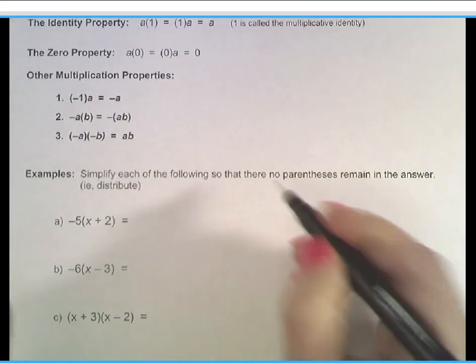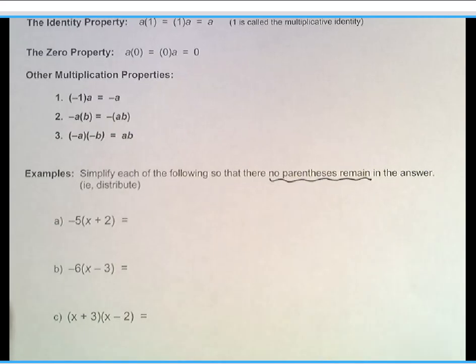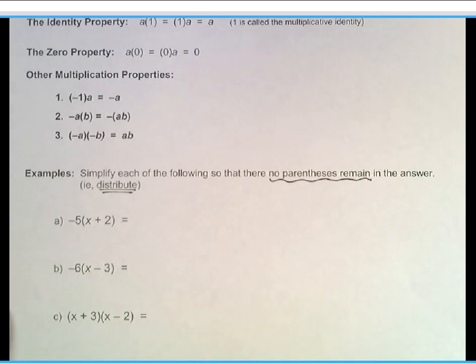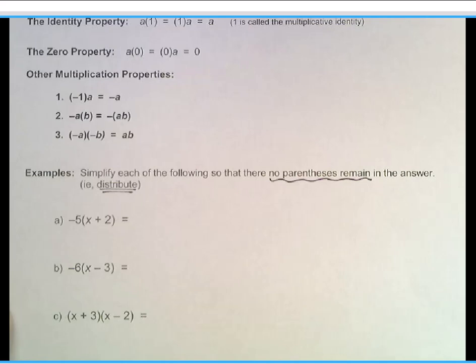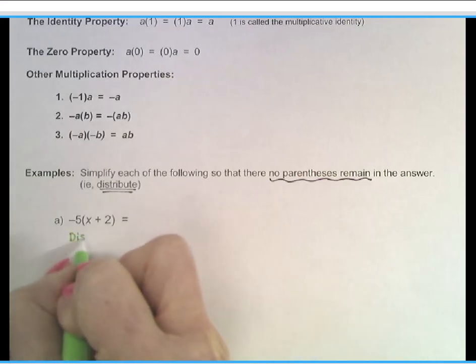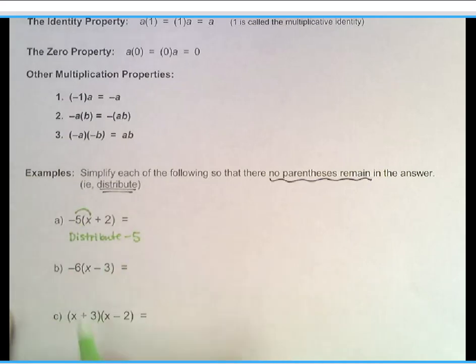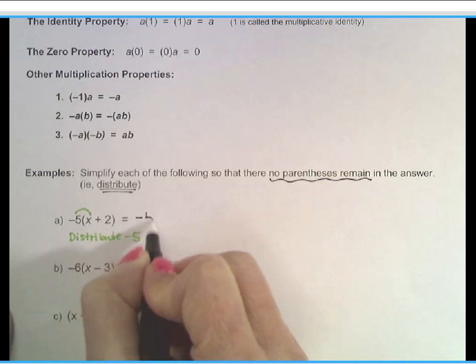So for the examples, they want us to simplify so that no parentheses remain. So it's like a simpler version if you don't have any parentheses. Another way to say that is they want us to distribute, because distributing will get rid of the parentheses. So for this first one, see how you have a number in front of the parentheses? The fact that between the 5 and the parenthesis there's nothing written, the implication is that that's multiplication. So we're going to distribute negative 5. Negative 5 is going to get distributed to each piece. When you distribute negative 5 to the first piece, you just get negative 5x.